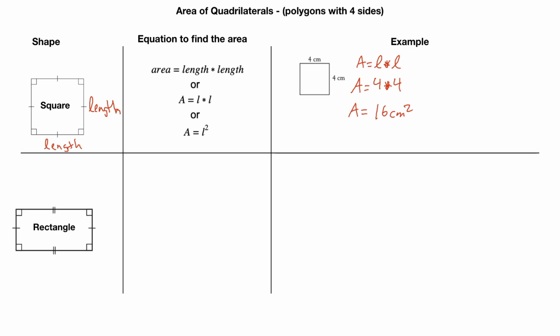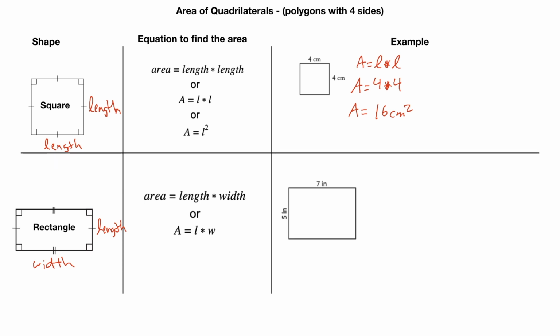A rectangle is very similar, obviously, to a square. We've got our length again, and then we call this dimension right here, when we're talking about rectangles, the width. So we've got our length and our width. Just like a square, we just multiply those two things by each other to find the area. So area equals length times width, or L times W.